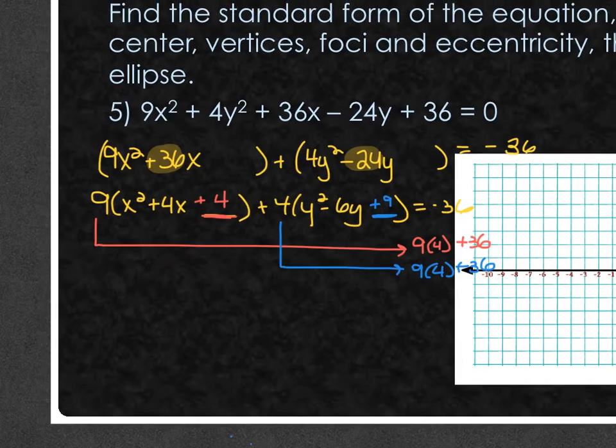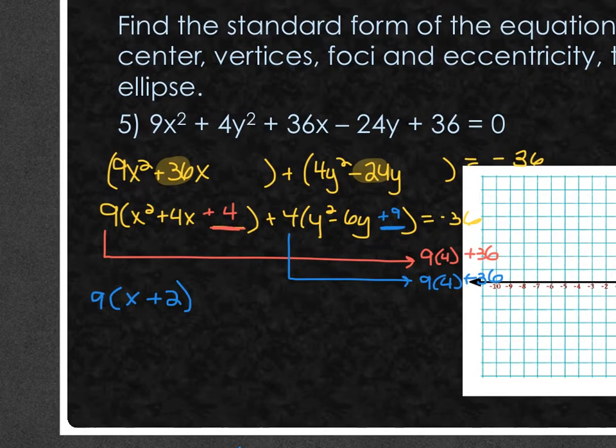So now I have (3x + 2)² because you square the first term, square the last term, take the sign from the middle, plus (4y - 3)² equals negative 36 plus 36, which cancels out, plus another 36, equals 36.